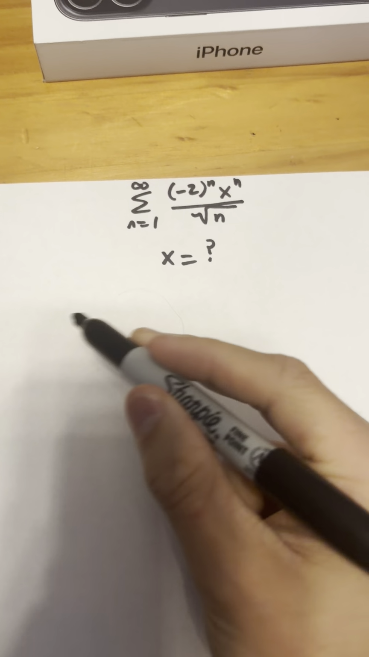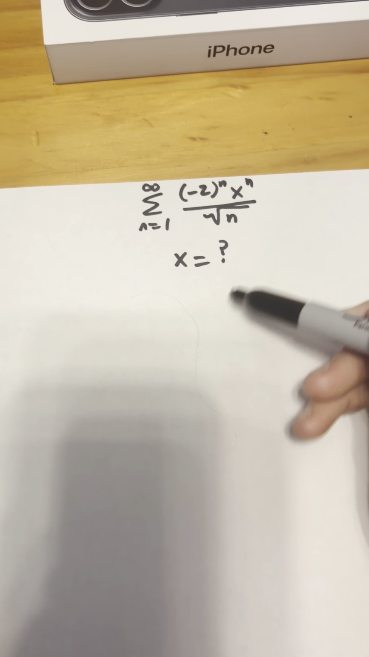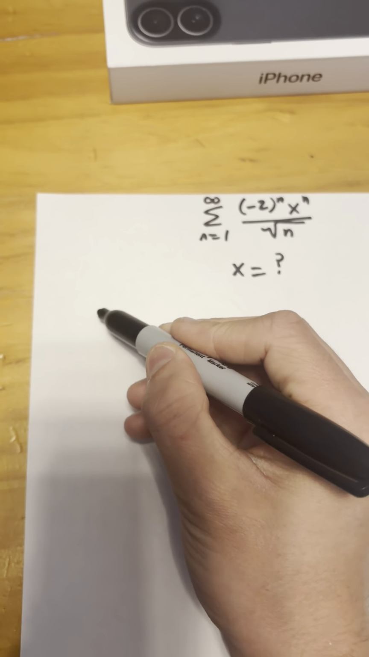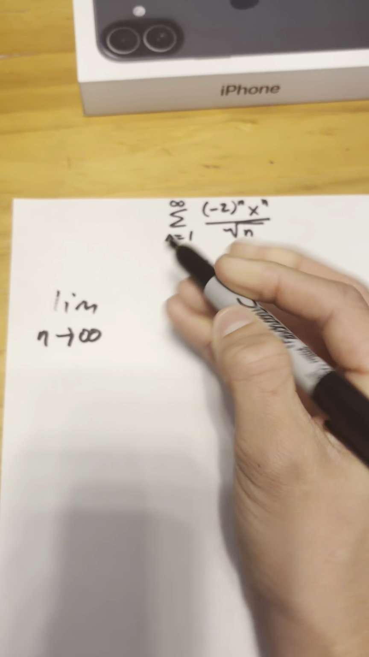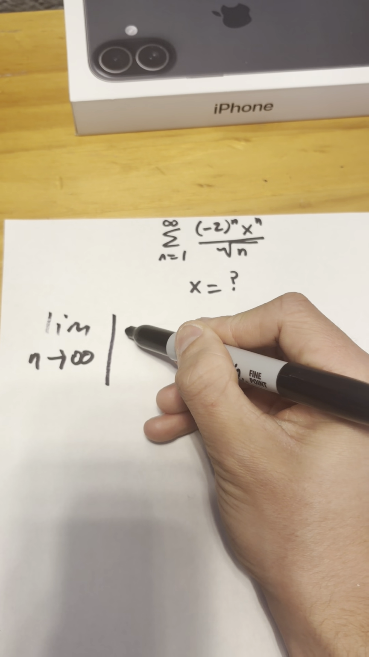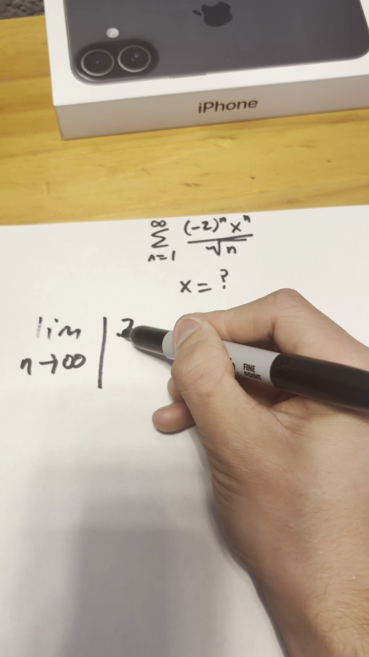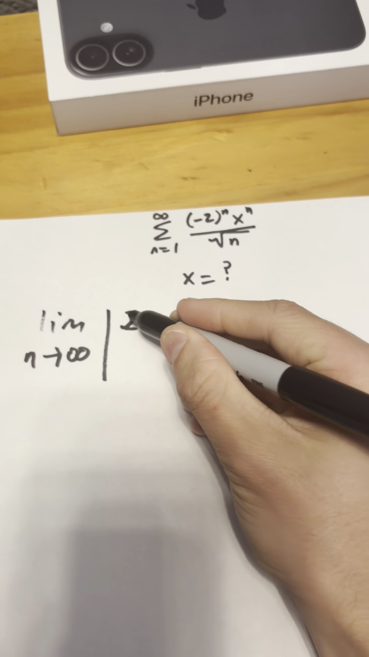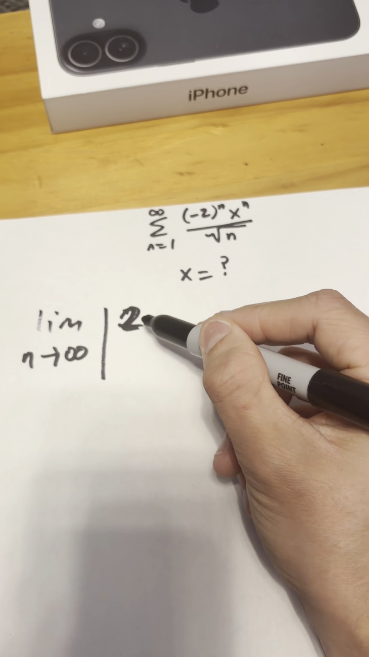Alright, another series problem. I'm just going to use the ratio test right off the bat, because we're looking for the interval of convergence of x. There's a negative here with the 2, but the absolute value takes it out. That's just a regular 2.